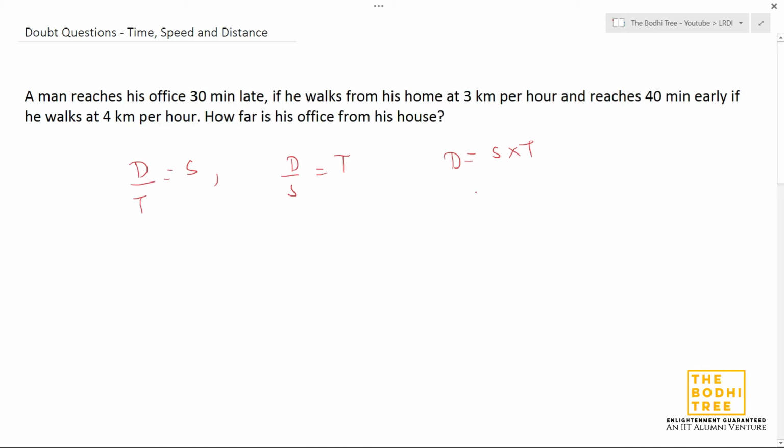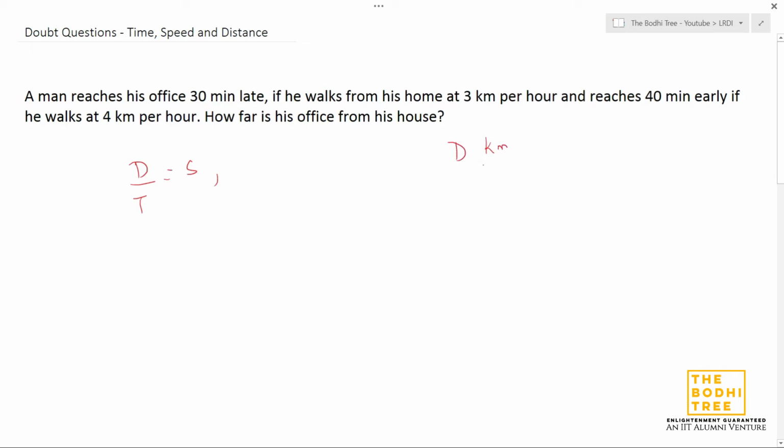A man reaches his office 30 minutes late if he walks from his home at 3 kilometers per hour. Alright, standard question. And reaches 40 minutes early if he walks at 4 kilometers per hour. How far is his office from his house? Alright, let's assume the distance between his office and his house is d kilometers.